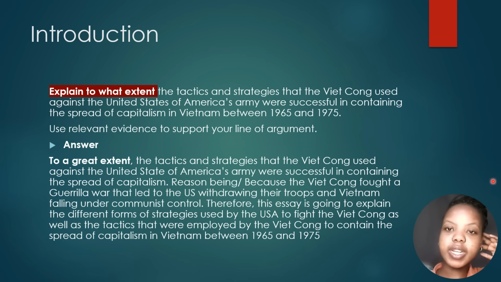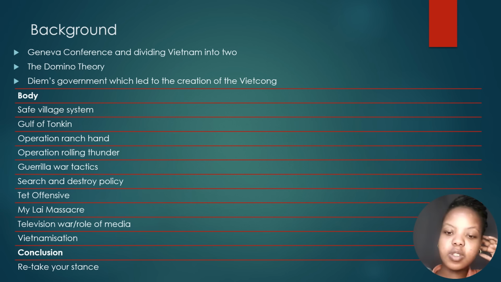Step number 3, which is orientation, whereby you're supposed to tell us the content from which you're going to draw your evidence. Therefore, this essay is going to explain the different forms of strategies used by the USA to fight the Viet Cong, as well as the tactics that were employed by the Viet Cong to contain the spread of capitalism in Vietnam between 1965 and 1975. At this point, I hope you now know how to structure a proper introduction. Moving on to the background. So now we are done with the introduction. We are moving on to the background.